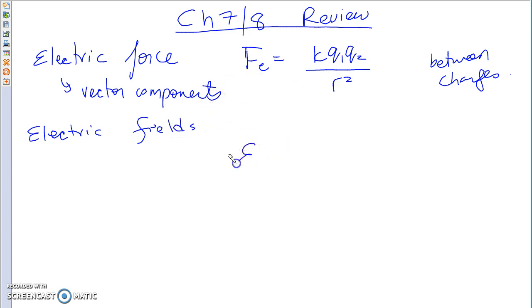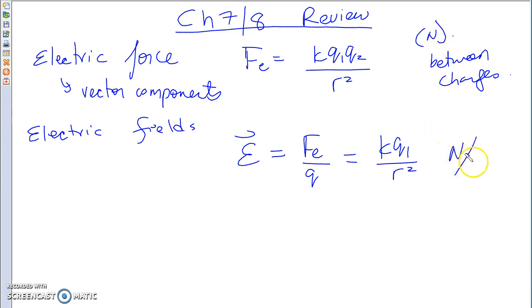Now, electric field is denoted by this variable. This is known as epsilon. Okay, and this is the area in which the force exists. So we did Fe over Q, or we also wrote it down as K Q1 over R squared. And epsilon, of course, does not have its own units. Force has a unit. This is newtons. Okay, this is newtons per coulomb. This is the area around a charge in which the force exists.